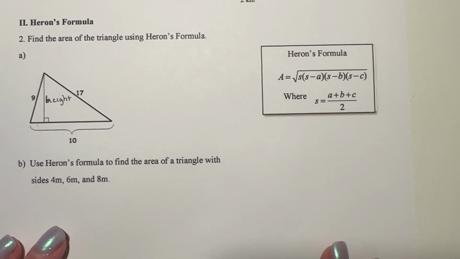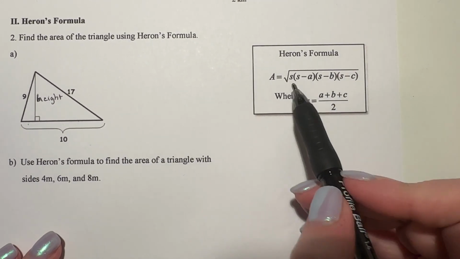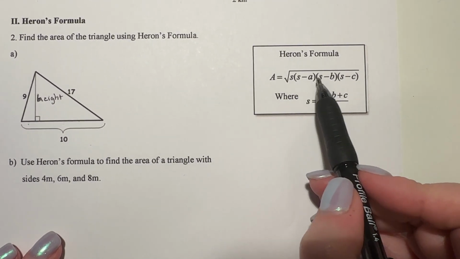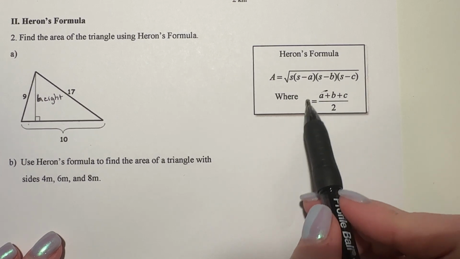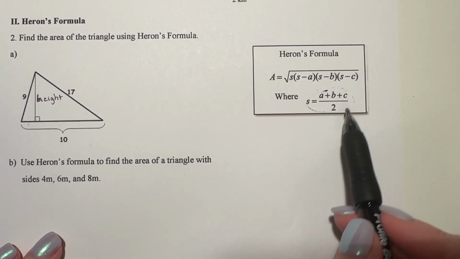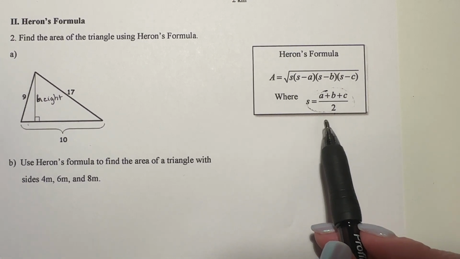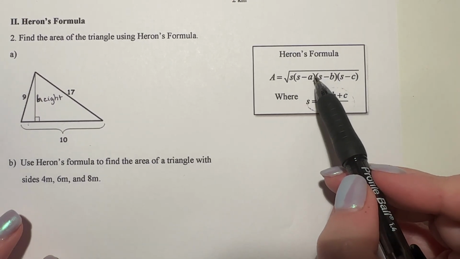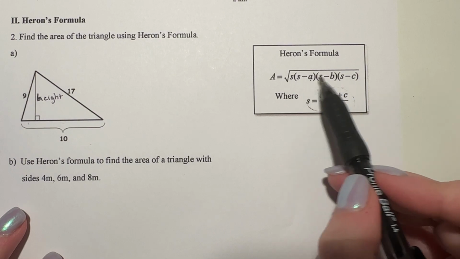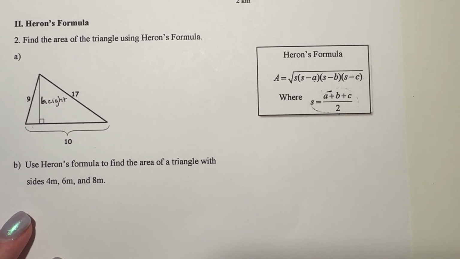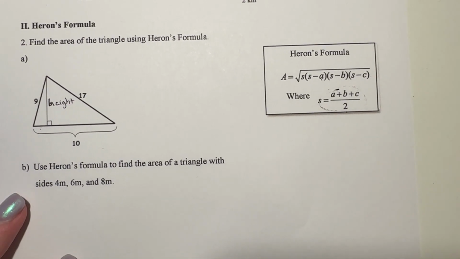All I know are my 3 sides. So this is where Heron's formula is useful. Now the S on each one of these stands for this value down here. Please notice it's divided by 2, not 3, so it's not an average, it's S. A, B, and C represent the 3 sides. So here's how this looks in the problem.